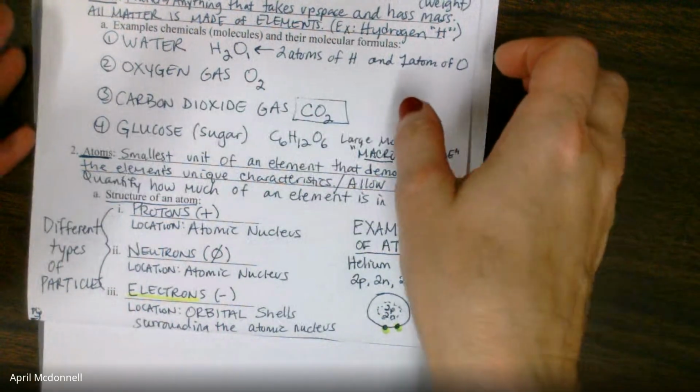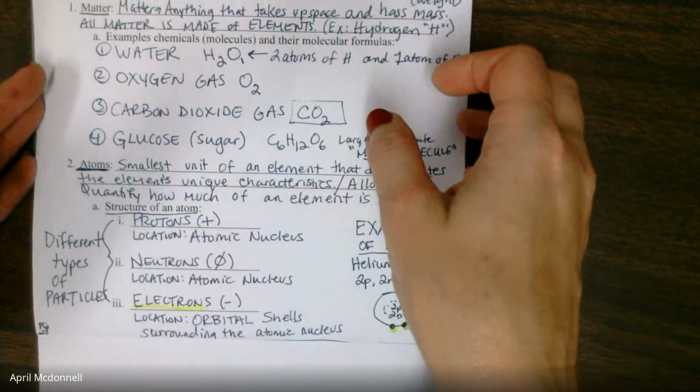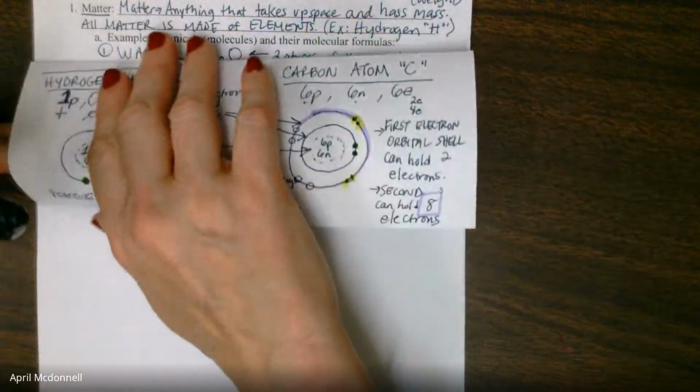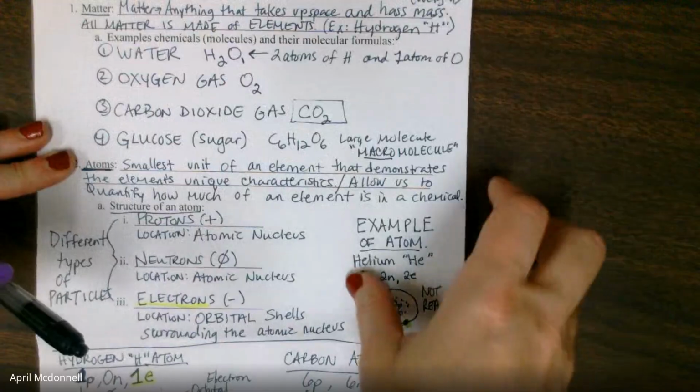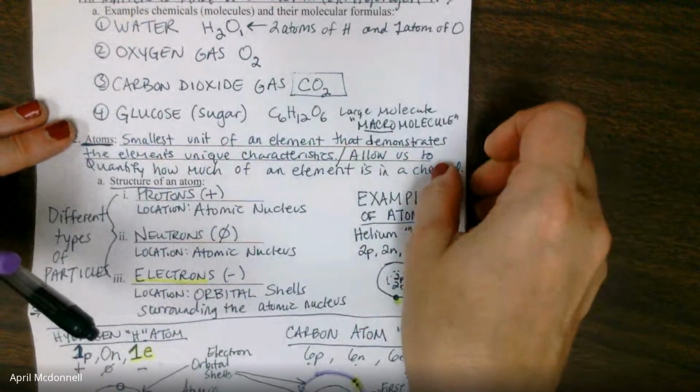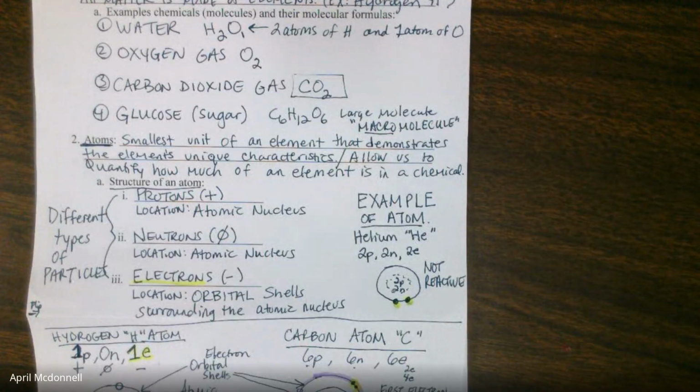In biology, we are going to be interested in reactive atoms. The reason that we are interested in reactive atoms is because the reactive atoms react with each other and form molecules that we need for life. Examples are water molecules, oxygen gas molecules, carbon dioxide gas molecules, and glucose sugar molecules, as well as larger molecules such as proteins, carbohydrates, fats, and DNA.